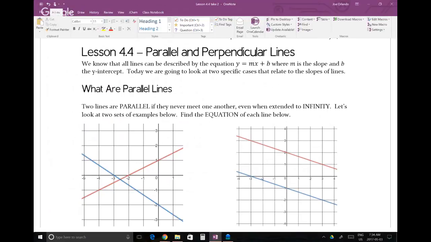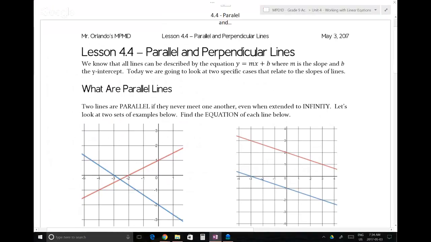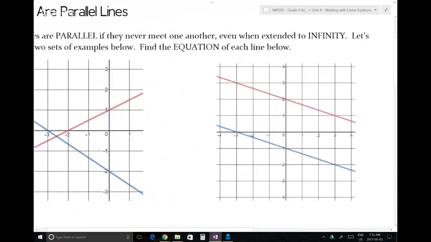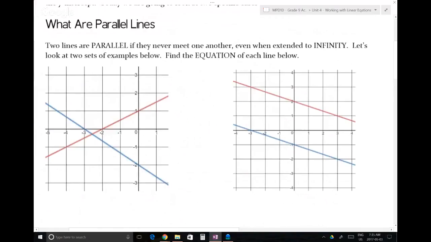Today's lesson is all about parallel and perpendicular lines. We're going to talk about what that means and what it means in relation to the equation of a line in the form y equals mx plus b. So let's get going. Parallel lines are lines that never meet one another, even if they're extended all the way out to infinity. If these lines go on forever and ever, they'll never meet.